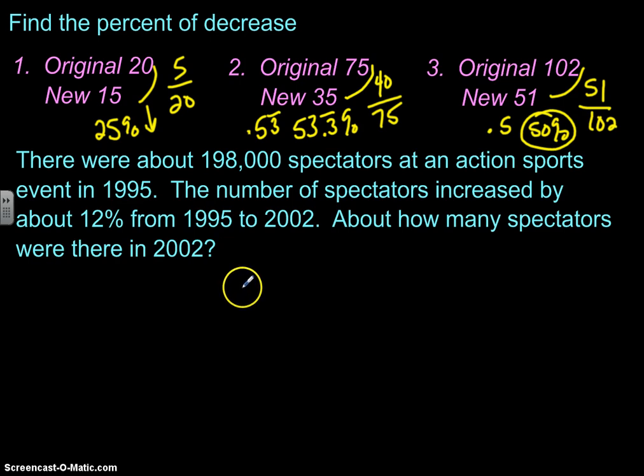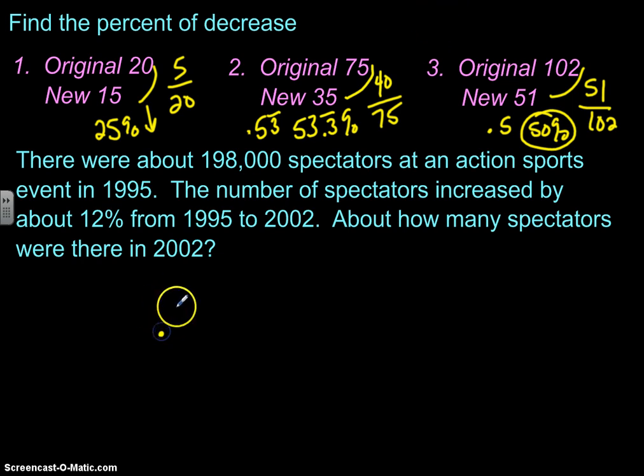Okay, let's read this next word problem. There were about 198,000 spectators at an action sports event in 1995. The number of spectators increased by about 12% from 1995 to 2002. How many spectators were there in 2002? So it's a 12% increase. Okay, now we need to find the part and then add it to the original amount. So we're going to find the part.